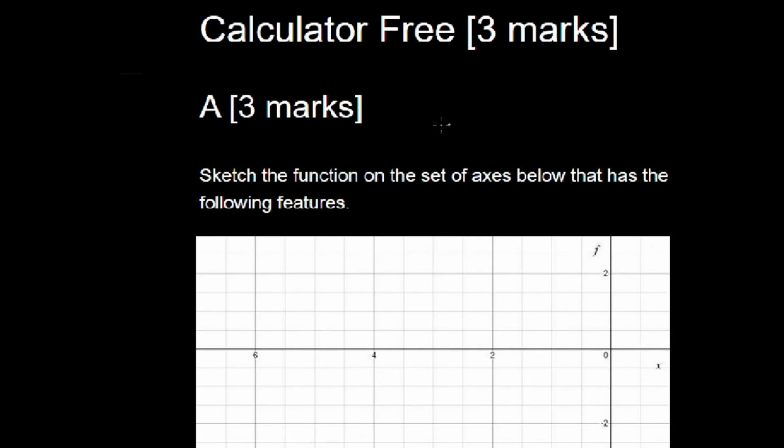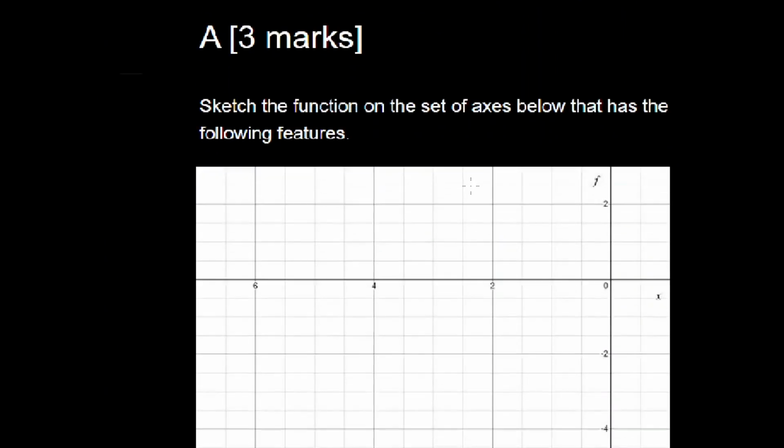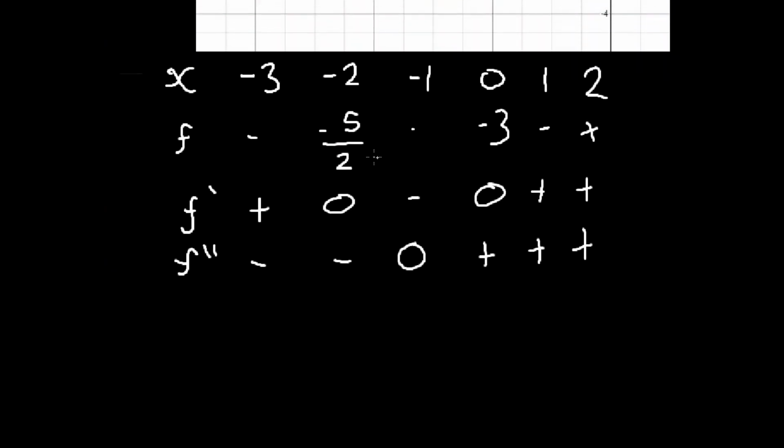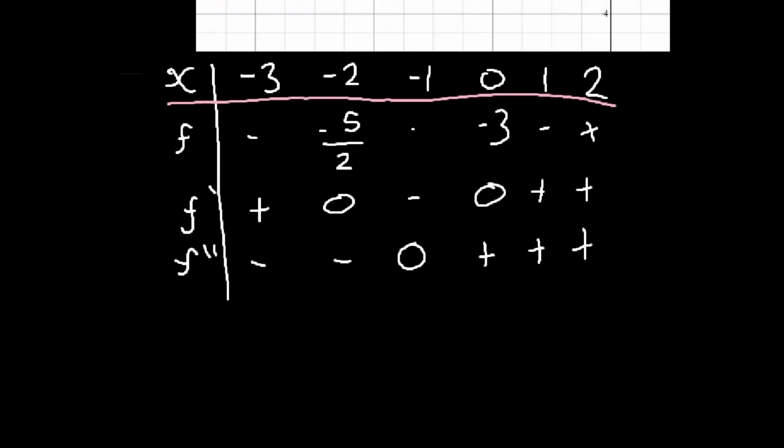We have this function which says sketch the following function on a graph that's been provided below, and we're given a table here, so I've just manually drawn out the table and we'll go through it now. So what we've got are three rows here. We can see the first one in pink, this f of x, and we're given 2 points.